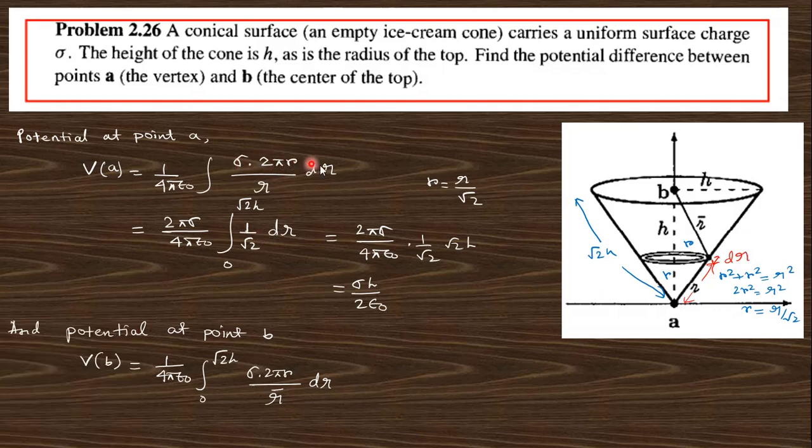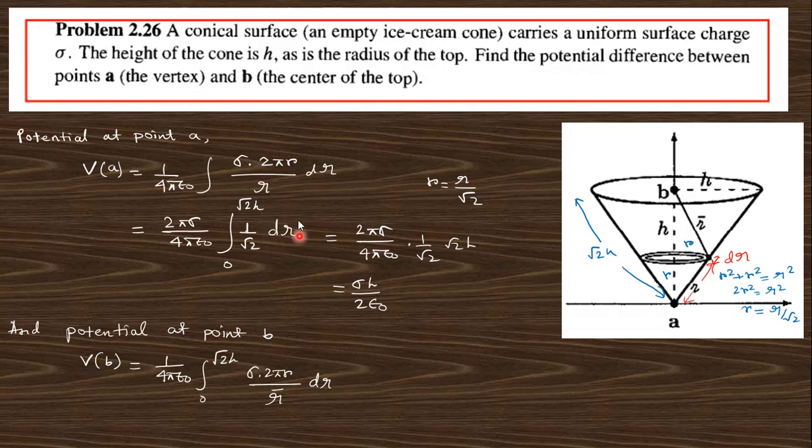So this is sigma into 2 pi r into d curly r, divided by this distance curly r. From the figure you can see this is small r, this is small r, and this is curly r, so r square plus r square equals curly r square, so small r equals curly r by root 2. If you put small r equal to curly r by root 2, curly r will be cancelled out, and only 1 by root 2 is present.